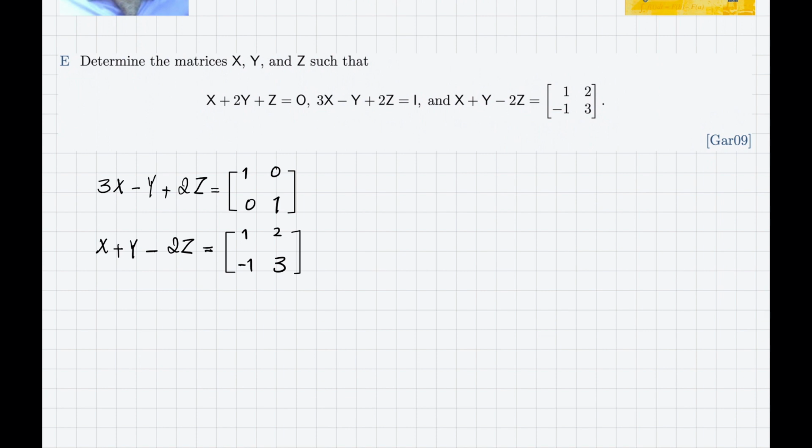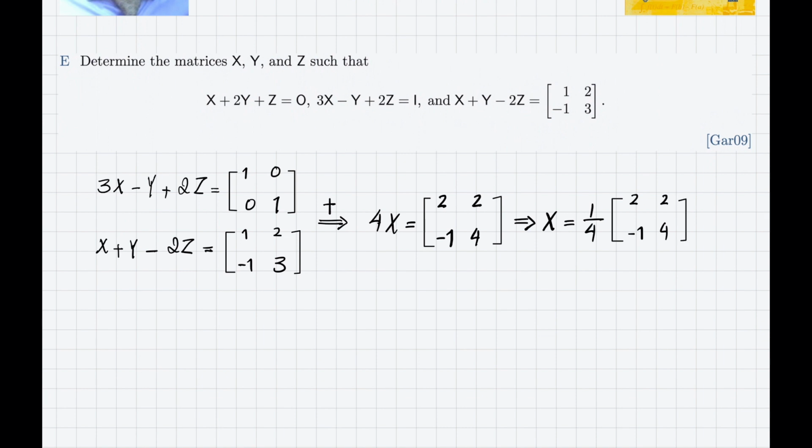Yes? Okay, now if I add them, this y and that y are cancelled, this 2z and minus 2z are cancelled, 3x and x becomes 4x, is equal to this matrix here. So 1 and 1 will be added, it becomes 2, 0 and 2 becomes 2, 0 and minus 1 becomes minus 1, and 1 and 3 becomes 4. Yes? And then to find x, I can multiply both sides by 1 over 4. So the left hand side becomes x and the right hand side becomes 1 over 4 multiplied by this matrix 2, 2, minus 1, and 4. But of course I prefer to multiply this number inside.